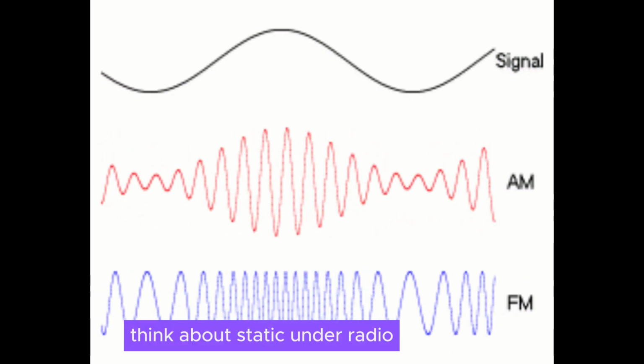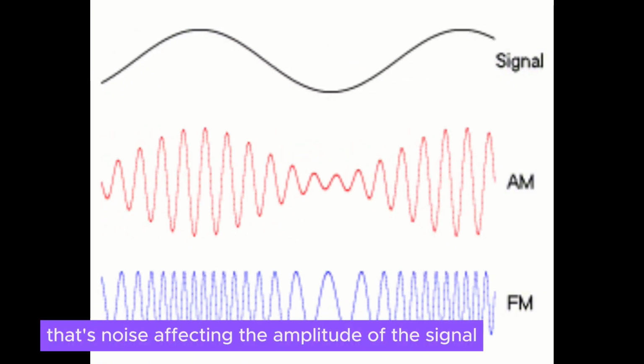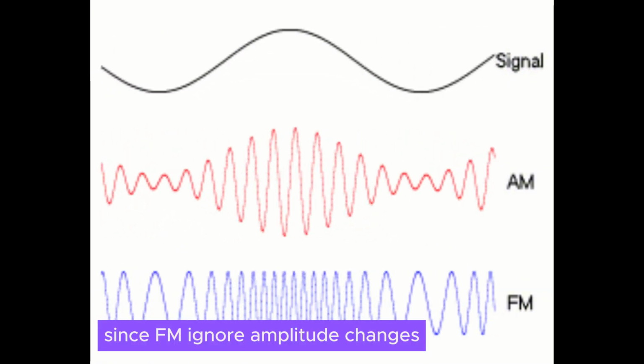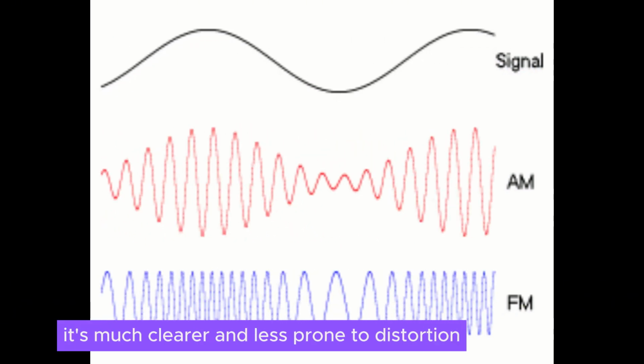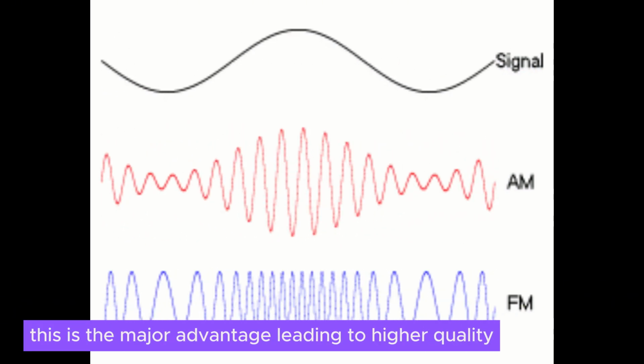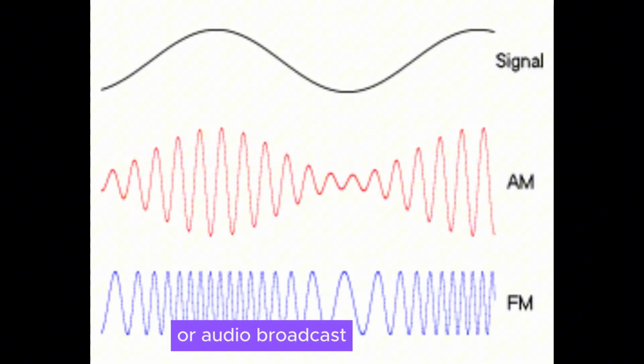Think about static on the radio. That's noise affecting the amplitude of the signal. Since FM ignores amplitude changes, it's much clearer and less prone to distortion. This is the major advantage leading to higher quality audio broadcast.